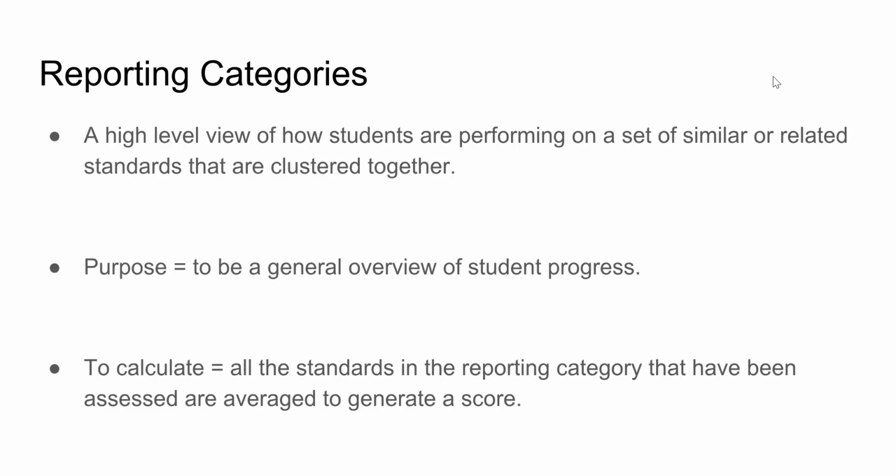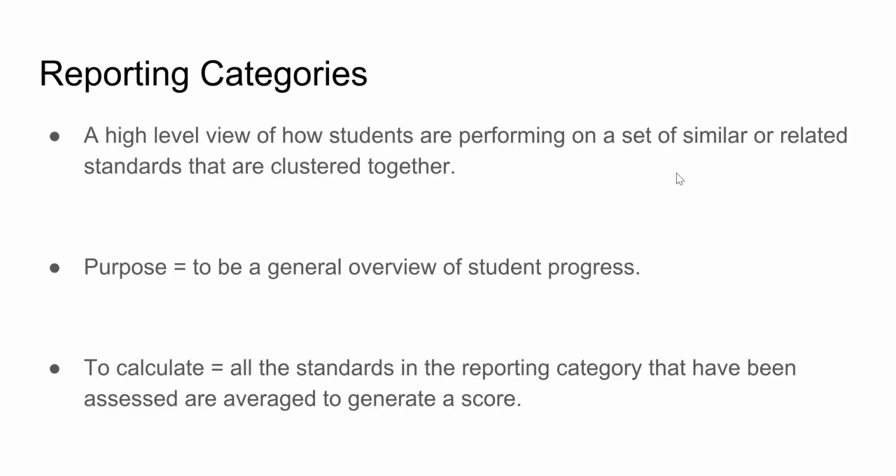To calculate a reporting category, all the standards in the reporting category that have been assessed are averaged, and then they generate a score. If a student has not been assessed on one of the standards in that reporting category, that standard is not included in the average. So if a student has not been assessed on a standard, it doesn't come up as a 0, it just isn't included in the average. So scores can fluctuate throughout the year. And of course, all standards aren't assessed at every marking period. So there are going to be times when some standards are not assessed during the year and others are.